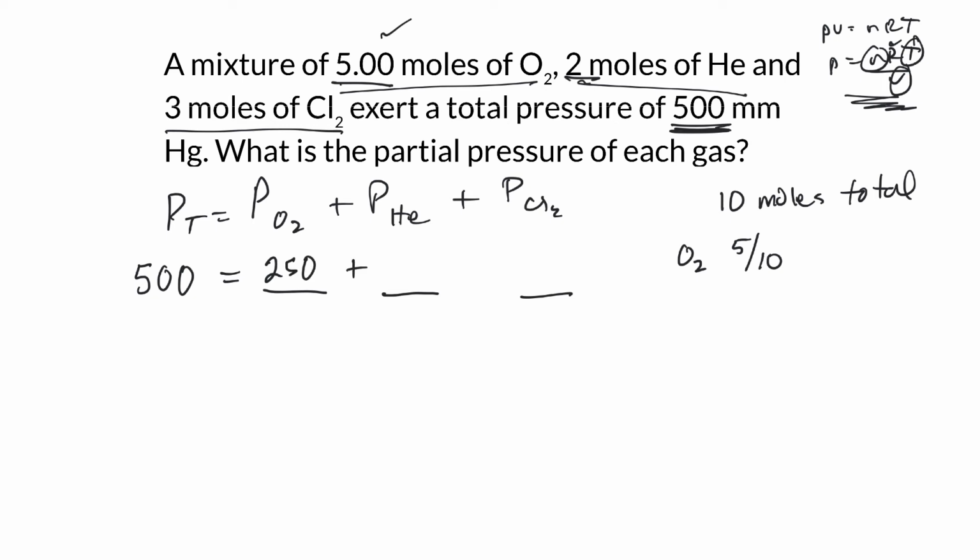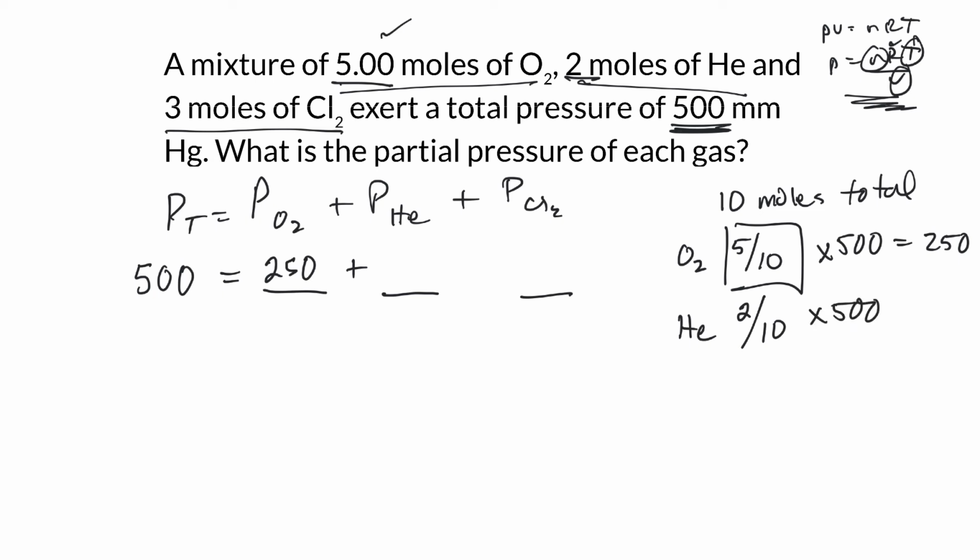And if I want to calculate that, like if the numbers aren't that good that I can do them in my head, I can just take this ratio of oxygen and multiply it by the total pressure. So if you do that, 5 times 500 divided by 10 is going to give you 250. So if I look at helium, it's given 2 moles out of the 10. So 2 times 500 is 1,000 divided by 10 would be 100. So helium is giving us 100 of the pressure.